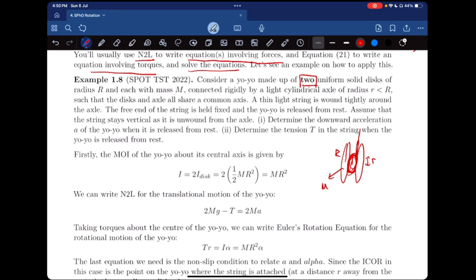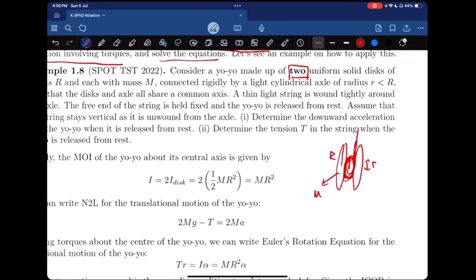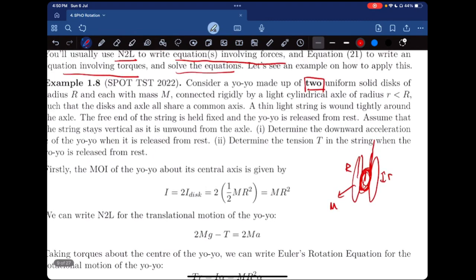The first thing you should do is to find the MI of the setup. Now, because this is just two uniform disks, it's just 2 times the MI for this, and so it will just be mr squared in total.